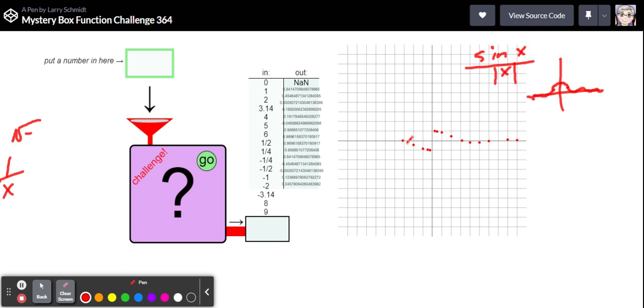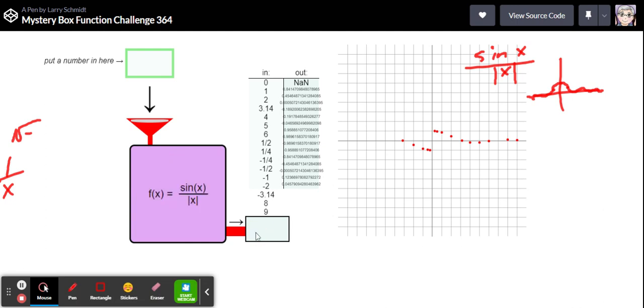Of course, at pi, you're going to get 0 over pi, so that's going to equate to 0. And then as these numbers get bigger, it should make everything closer and closer to zero, bigger positive or negative, and then yeah, I think this has got to be it. Let's go ahead and take a look.